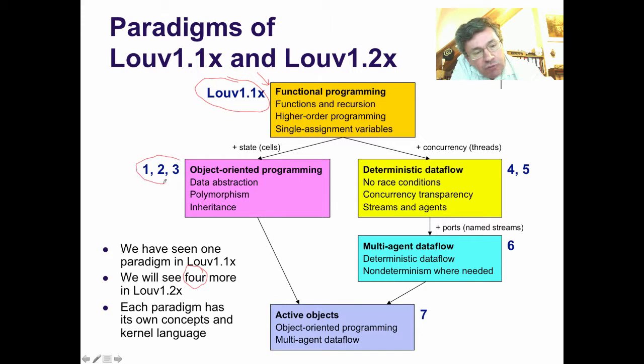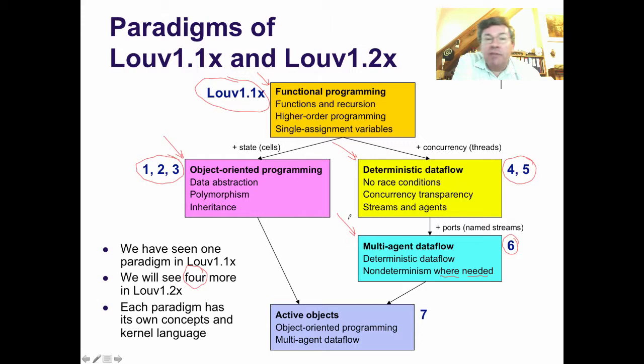In the first 3 lessons, we will see object-oriented programming. This is a paradigm that is based on ideas from data abstraction. In lessons 4 and 5, we will see deterministic data flow. This is the simple form of concurrent programming that is so simple that we can program with the same good properties as functional programming. And then in lesson 6, we will extend this paradigm by adding what we call non-determinism where needed. This turns it into a general concurrent programming paradigm.